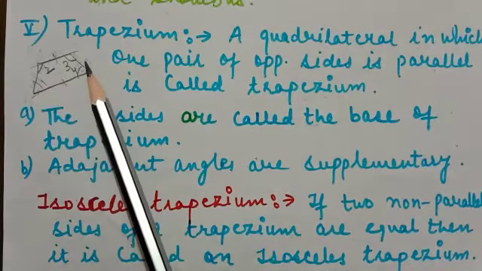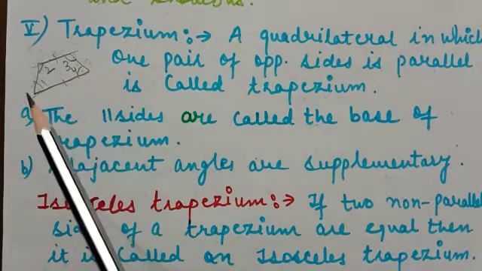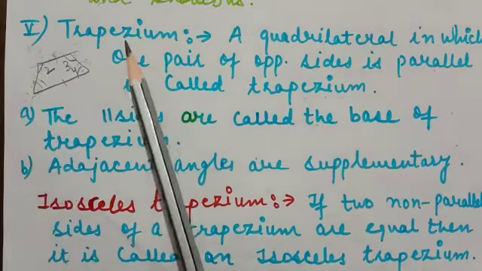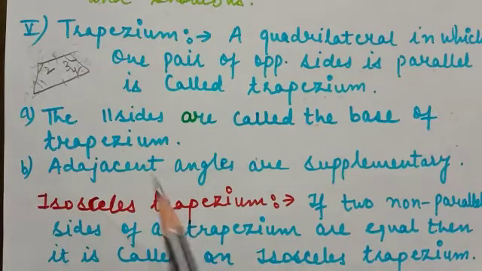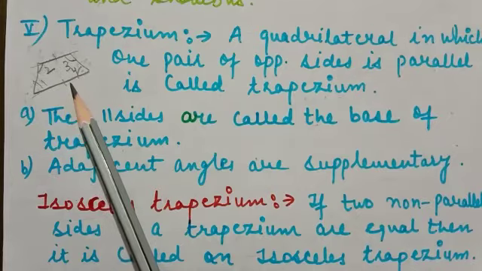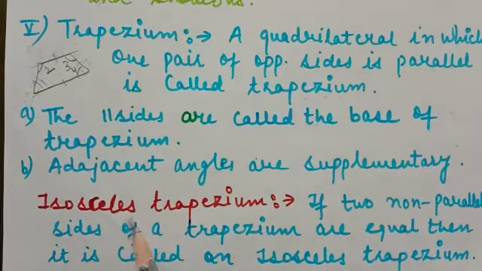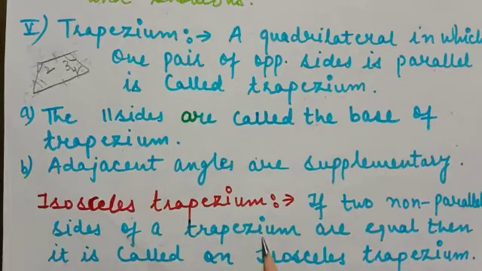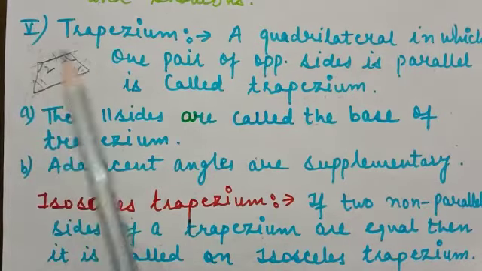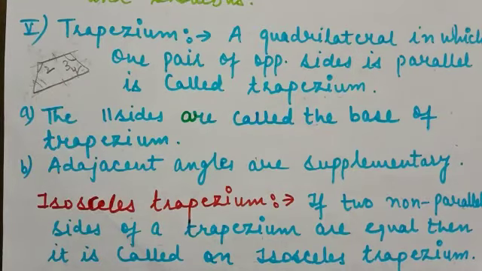Second one, if we have a special case, isosceles trapezium: if in a simple trapezium these two non-parallel sides are equal, we call it an isosceles trapezium. It means we have two types of a trapezium, a simple trapezium and isosceles trapezium. In a simple trapezium, only one pair of opposite side is parallel. In an isosceles trapezium, if two non-parallel sides of a trapezium are equal, then we call it isosceles trapezium. It means these two are parallel and these two non-parallel sides are equal.